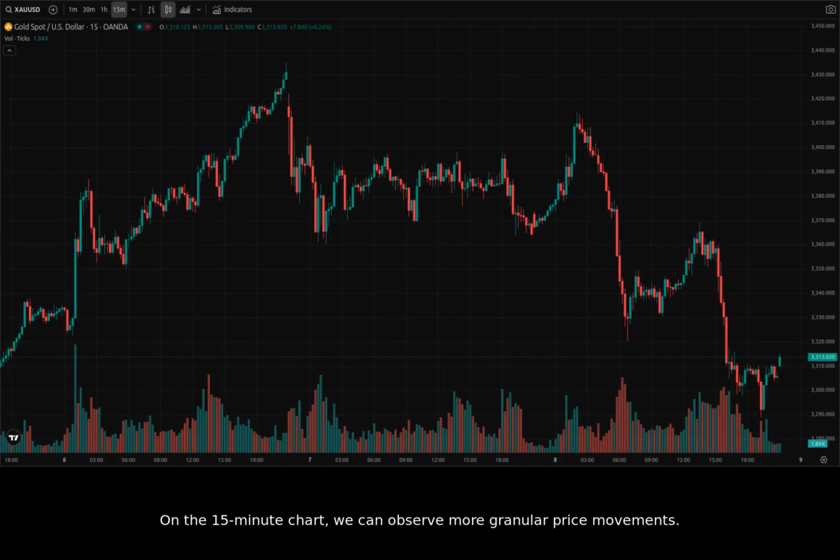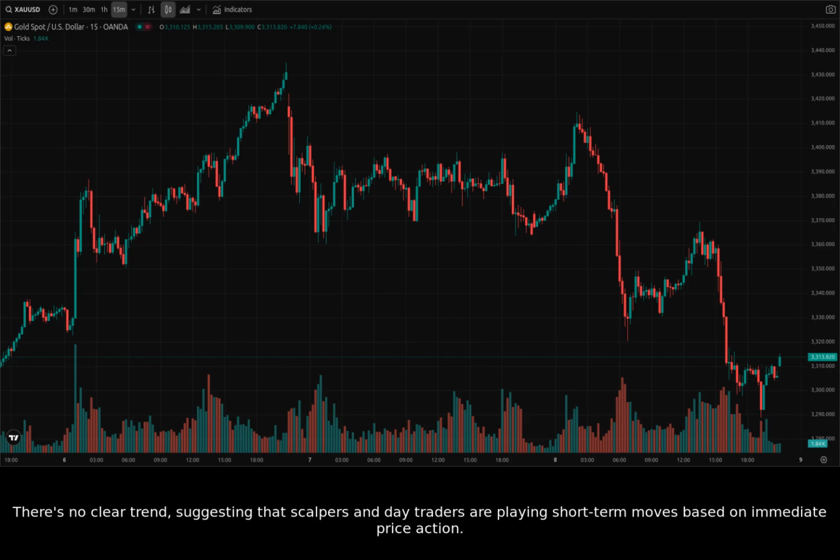On the 15-minute chart, we can observe more granular price movements. The recent price action shows some volatility with small upward and downward swings. There's no clear trend, suggesting that scalpers and day traders are playing short-term moves based on immediate price action.